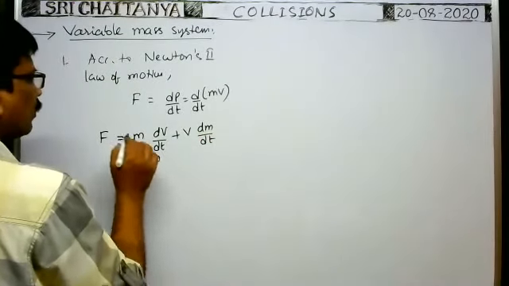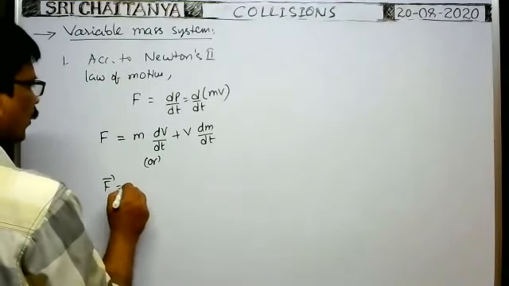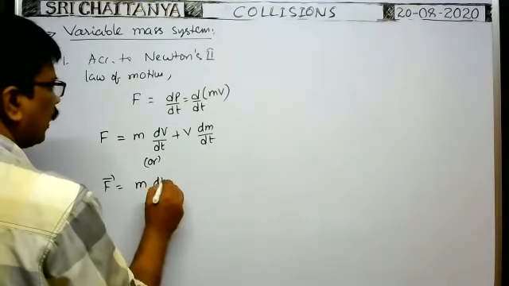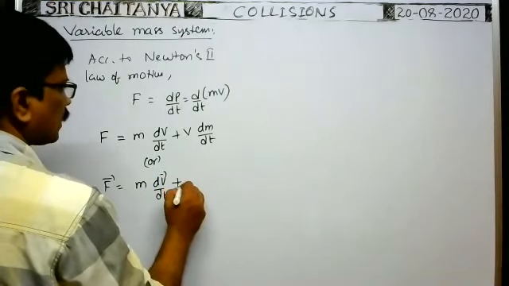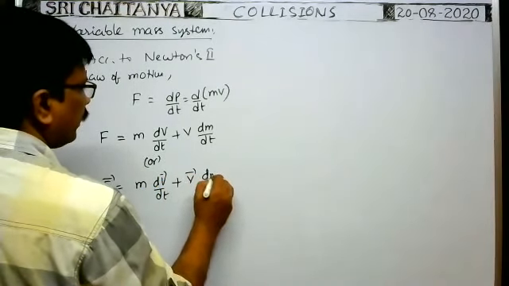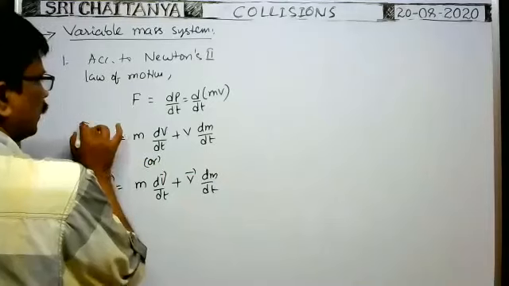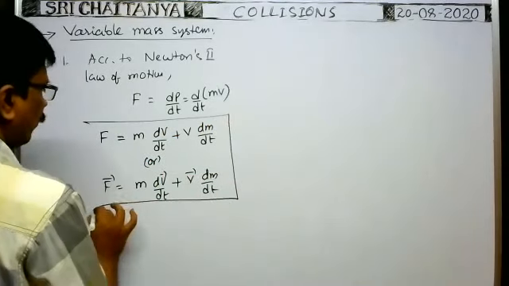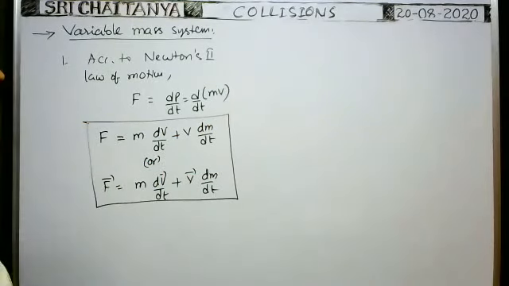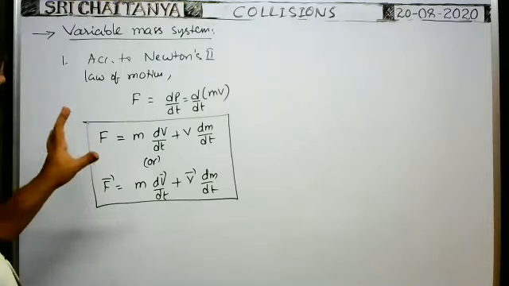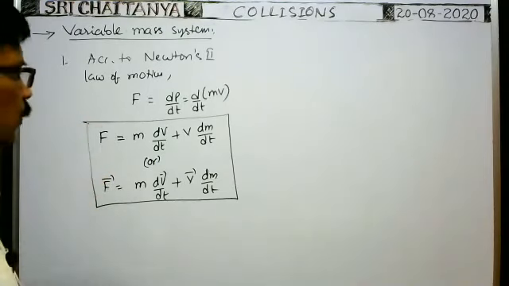Or suppose if you want to write in vector form, F bar is equal to m into dv bar by dt plus v bar into dm by dt. This is the formula for the force acting on a body whenever its mass also varies with time. In case of variable mass system, the force acting on a body is this one.